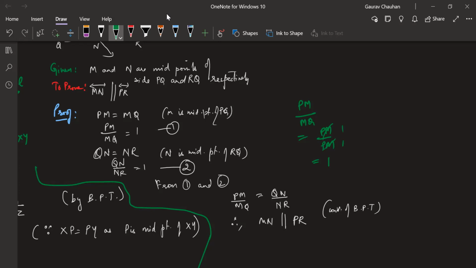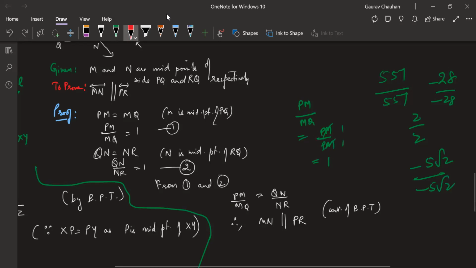If two things are equal, whatever their number be, 557 by 557, 2 by 2, minus 28 by minus 28, minus 5 root 2 by minus 5 root 2, whatever this is, numerator and denominator will get cancelled, no? And it will give you 1, no? Deepak. Are you following me, Deepak?